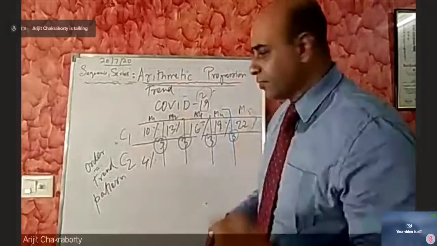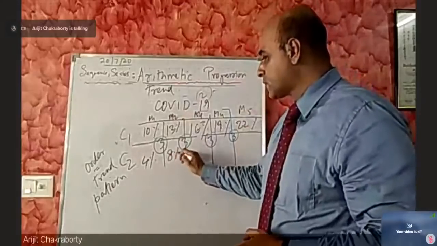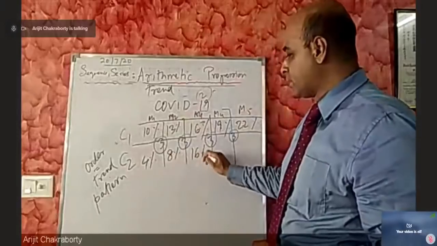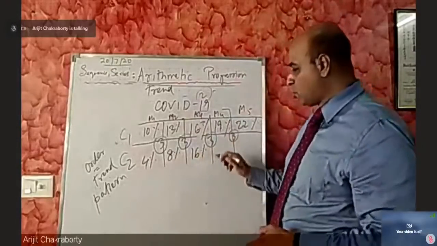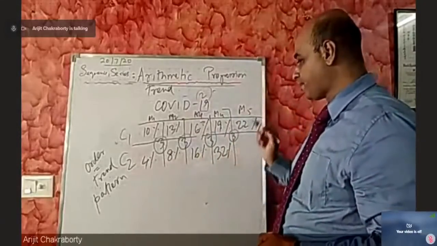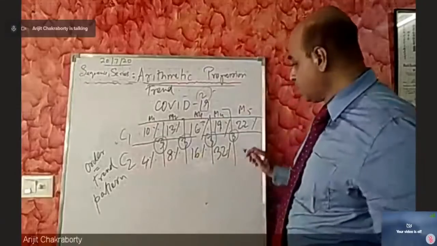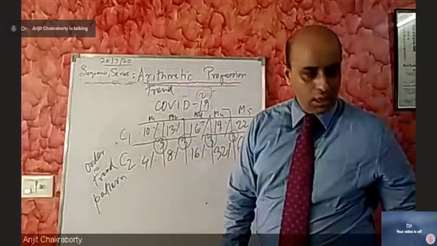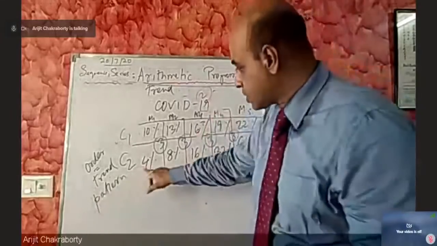In the second month, only 8% was infected. In the third month, it is 16%. In the fourth month, 32%. And the fifth month, 64%. What is your opinion on this, second?